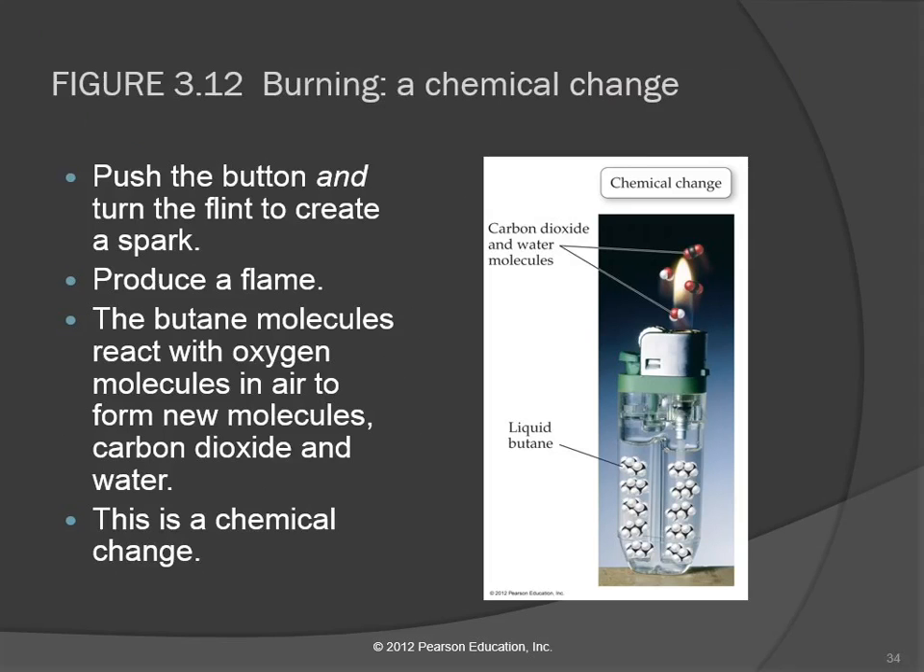Here's a question. In lab, we talked about evidence for a chemical reaction. There were 4 different things. What do we see here that's evidence that a chemical reaction is happening? Heat is given off. Heat and light are given off. And so that's an indication that this is a chemical change.